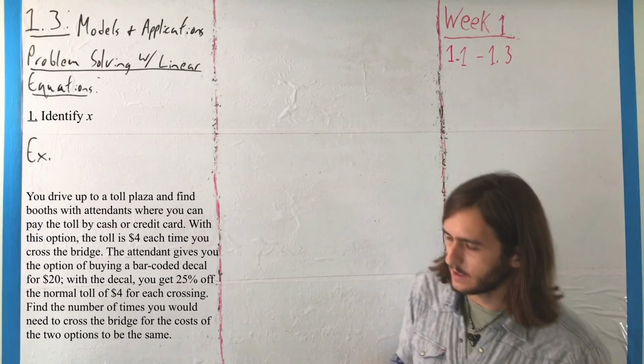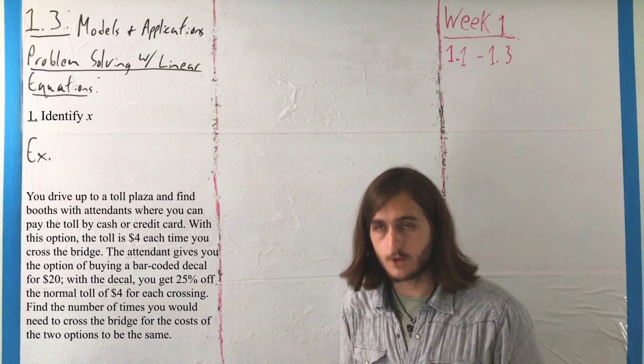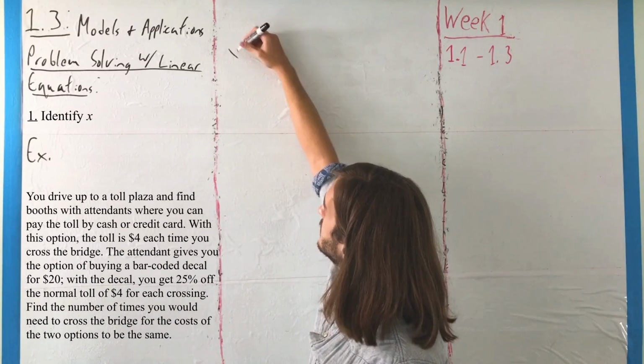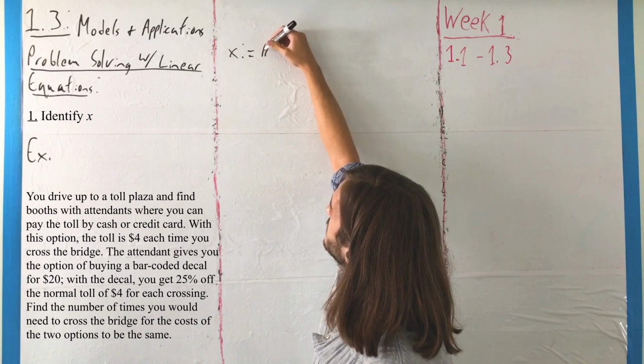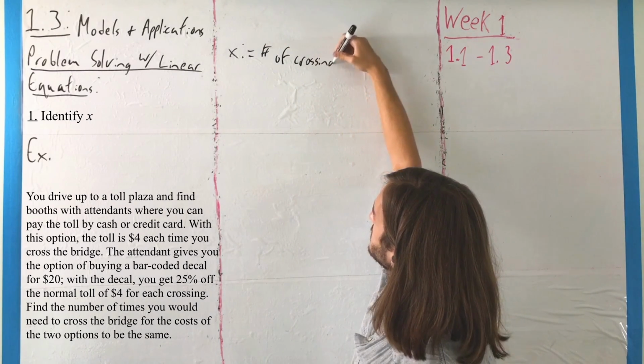In this case we talk a lot about the number of crossings in terms of the cost for two different options, and compare those, so it would make sense to make x equal to the number of bridge crossings.